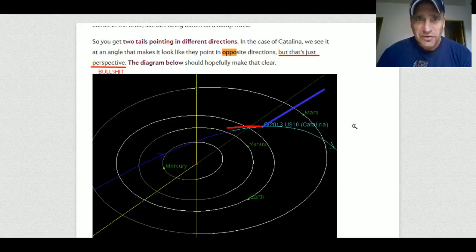This is your explanation. It's just perspective. So we get two tails pointing in different directions. In the case of Catalina, we see it at an angle that makes it look like they point in opposite directions. Bullshit. You're full of shit. Don't let them bullshit you with their word salad, sophistry, bullshit answers. Why comets appear in the sky.